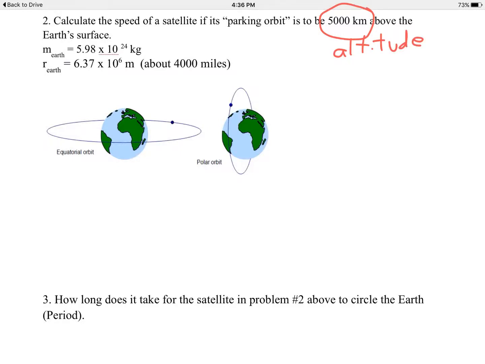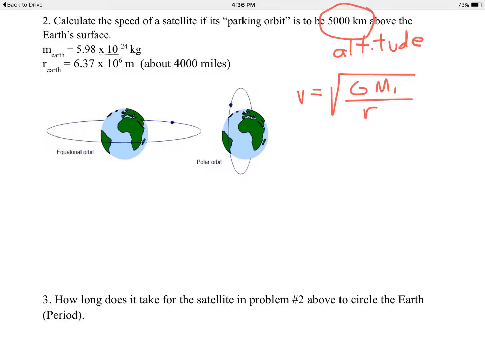If you look at the previous page of notes from yesterday, the velocity of any given satellite does not depend on the mass of the satellite. We don't need to know the mass of the satellite here. The velocity equation is the square root of capital G, m sub 1 over r.